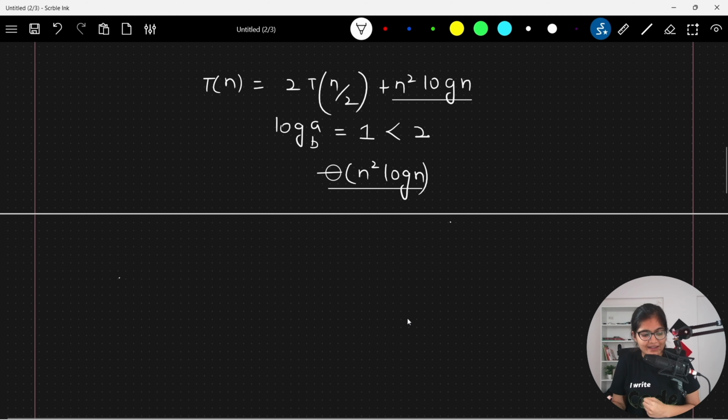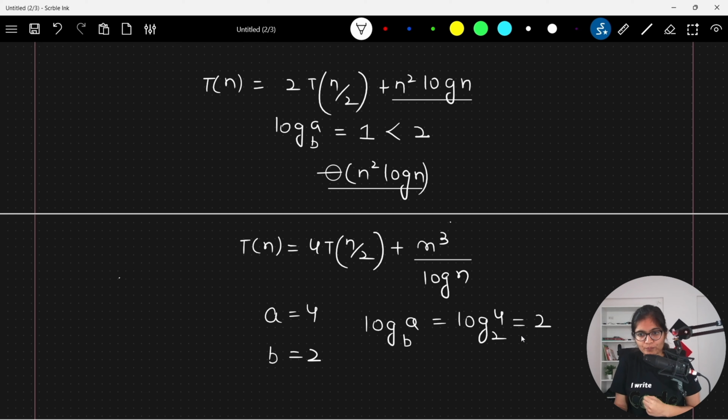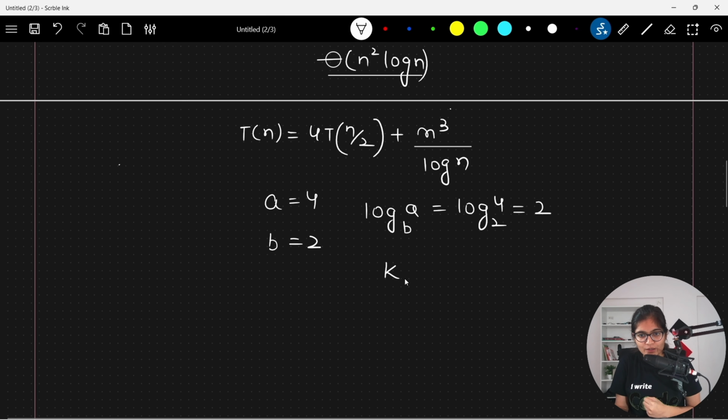Another example, for example, you are having the value of T of n as 4T of n by 2 plus n cube divided by log of n. Okay, this is the value that you are having here. Now here the value of a is 4, the value of b is 2. Again, if you try to evaluate the value of log of a base b, it is nothing but log of 4 base 2, which is equal to 2. Now the value of k is equal to 3. Again, the value of log of a base b is less than the value of k, right?